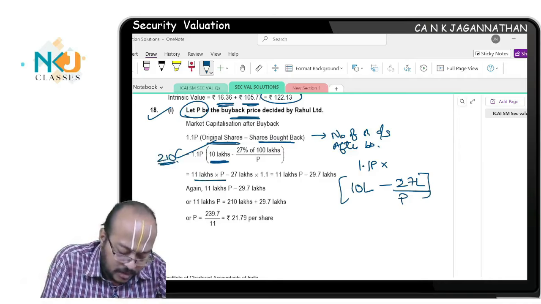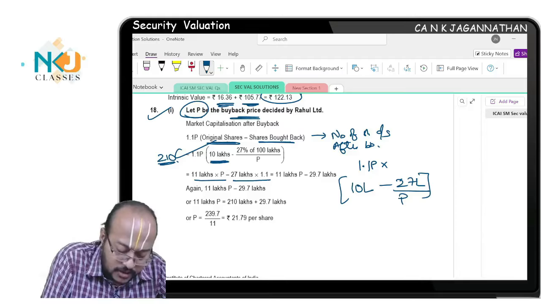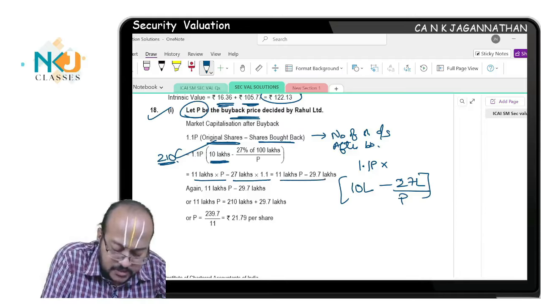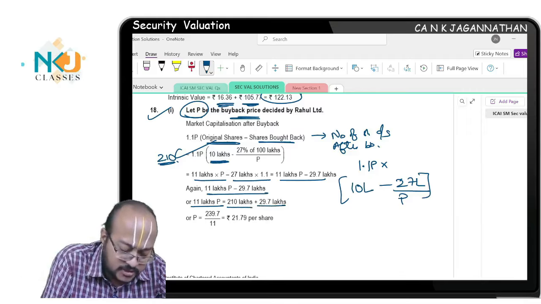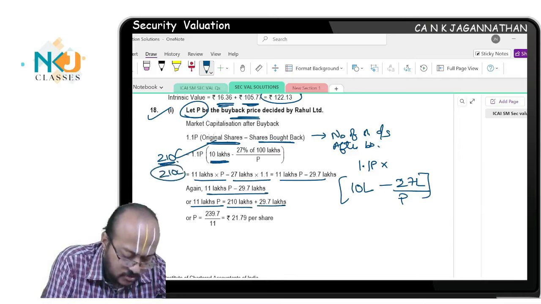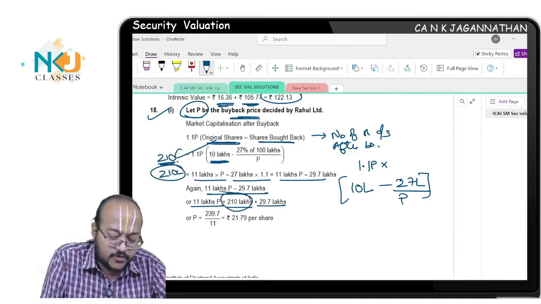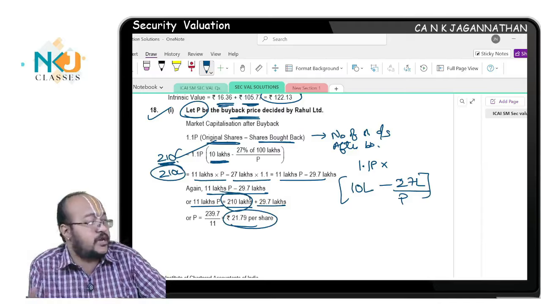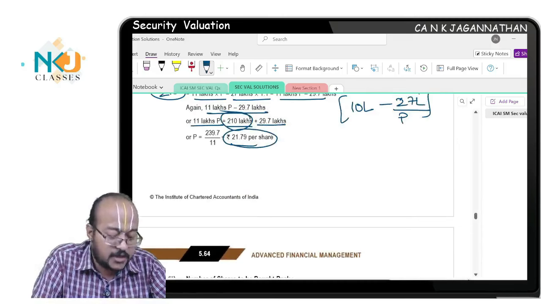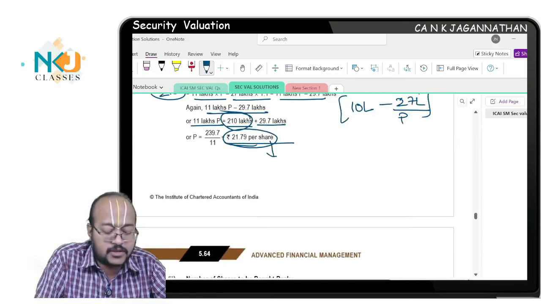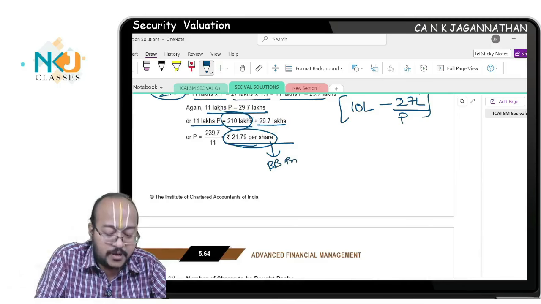So 10 lakhs into P minus 27 lakhs into 1.1 is equal to 11 lakhs P minus 29.7 lakhs. Equating to 210 lakhs, 11 lakhs P is equal to 210 lakhs plus 29.7 lakhs. You will arrive at the price per share, 21.79 per share. Okay, this is what you found out now. What is this P, 21.79? This is nothing but the buyback price, the price at which the shares should be bought back.